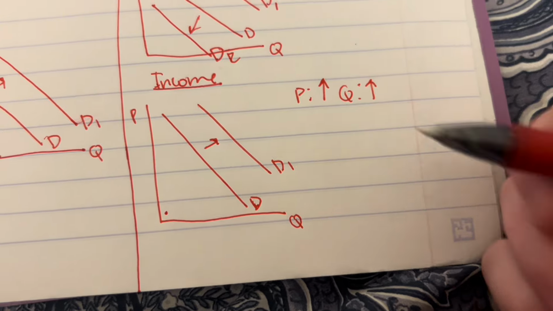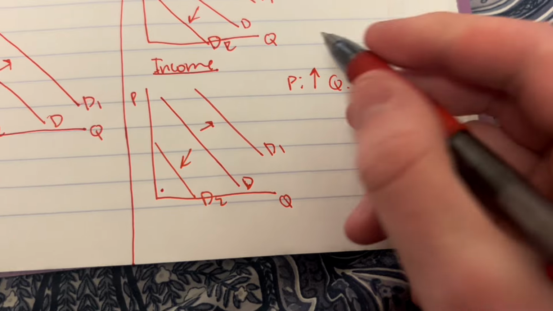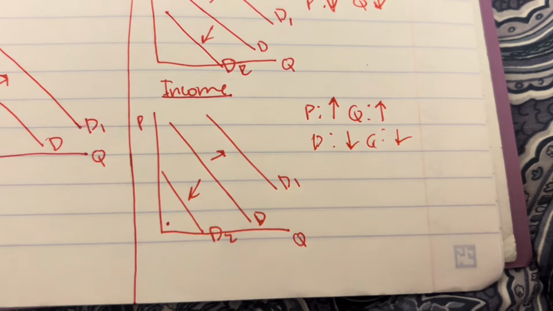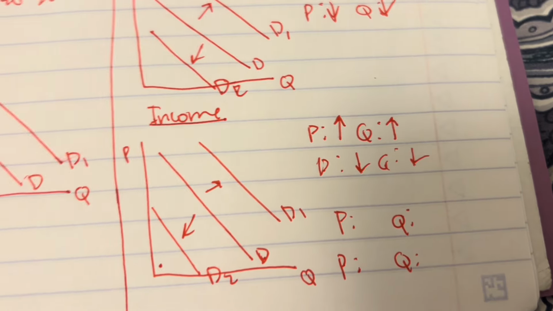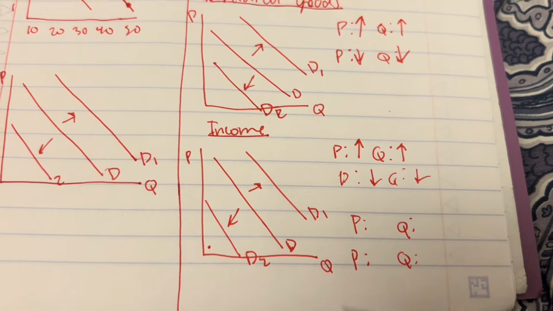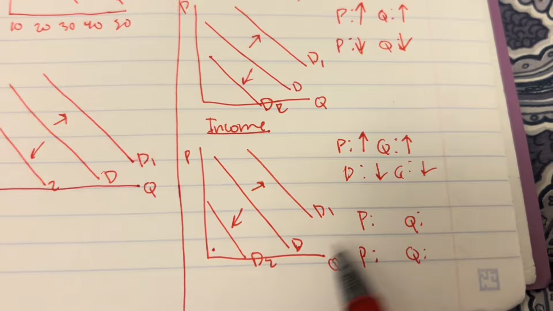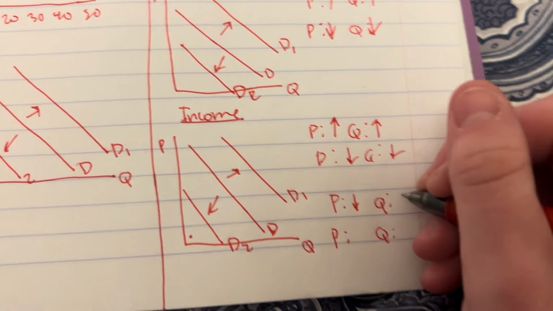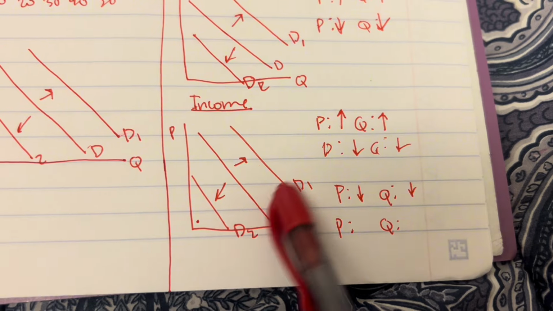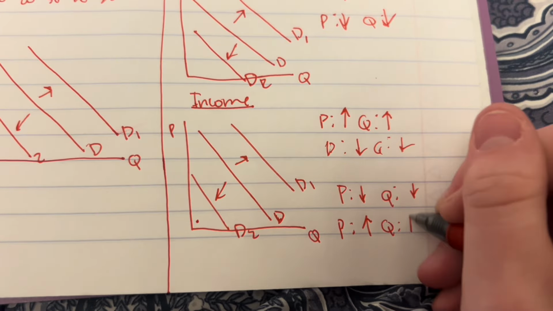If your income decreases and t-shirts are a normal good, then the demand curve will shift to the left and decrease, causing price and quantity to both go down. If t-shirts are an inferior good, then it will be the opposite. If your income increases, then the demand for t-shirts will go down because you'll be buying more expensive things, not an inferior good like a t-shirt. So the price and the quantity would go down, and then if your income decreased, your demand for t-shirts would go up because it's on the cheaper side, making the price and quantity go up.